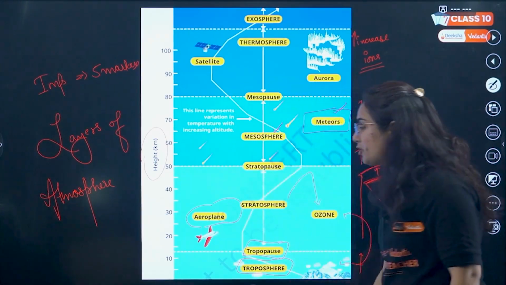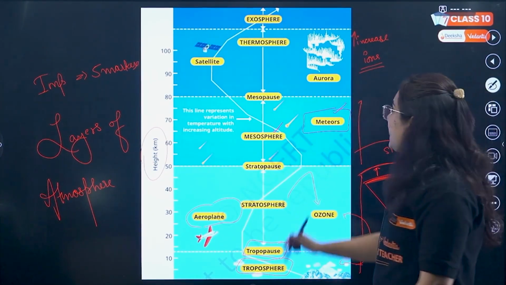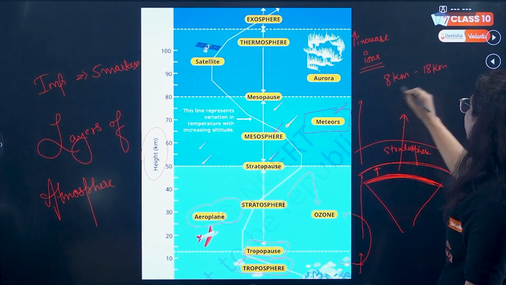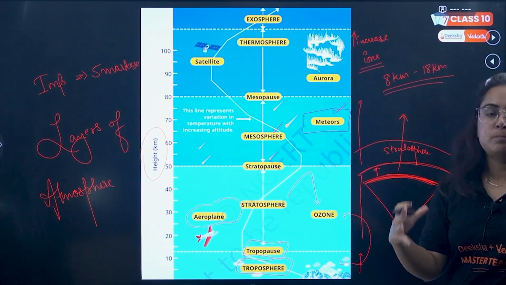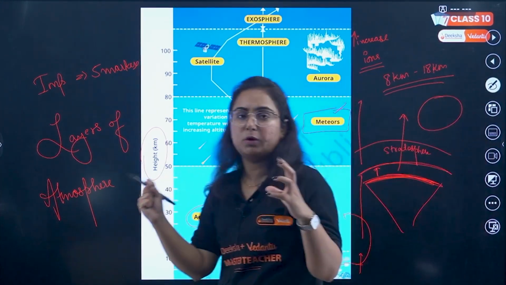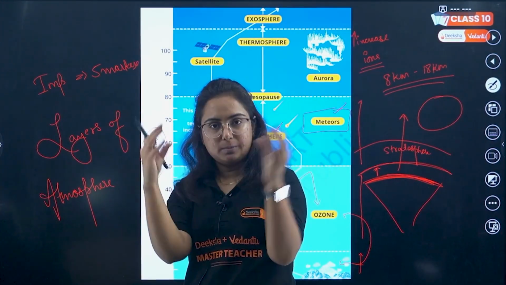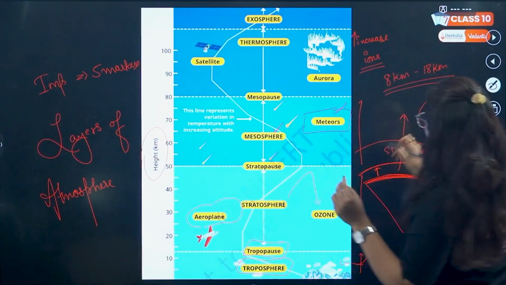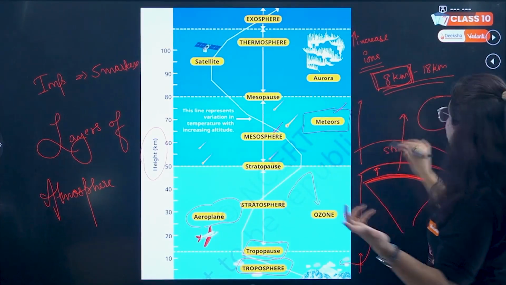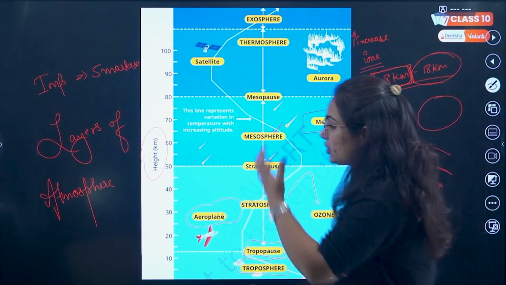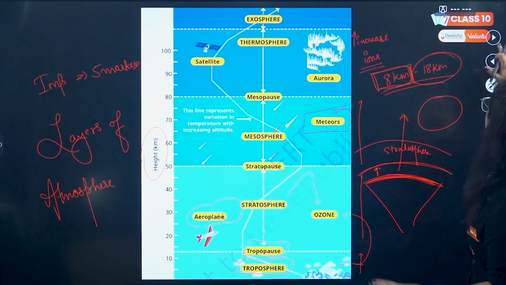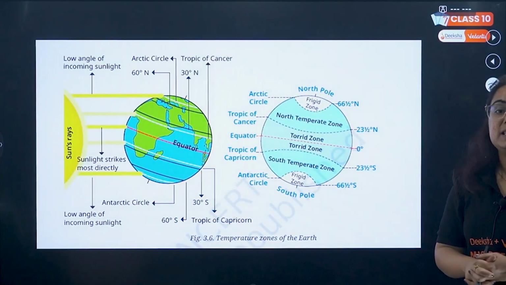When I talk about troposphere, it lies from 8 kilometers to around 18 kilometers. What is the proof? Because the earth is bulgy at the center, and not bulgy at the poles. Hence, at the poles, the width of this troposphere is around 8 kilometers, which increases as we reach the equator. So this is a very important question that you have to understand nicely.